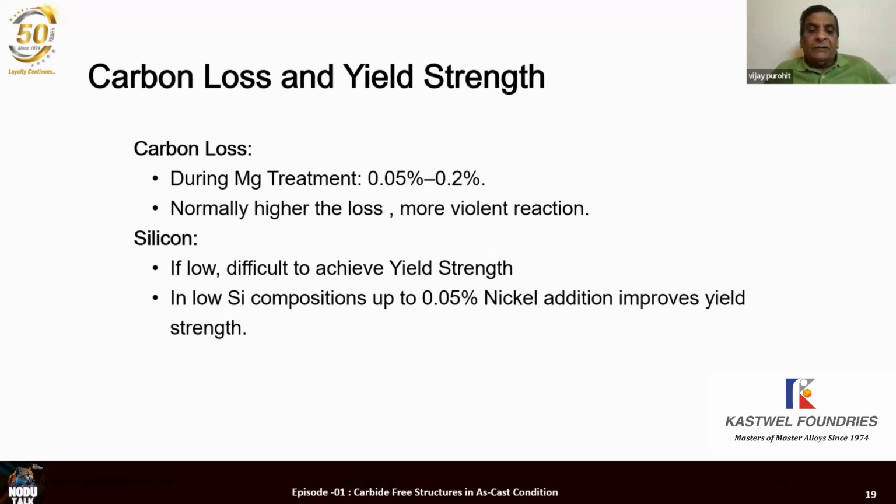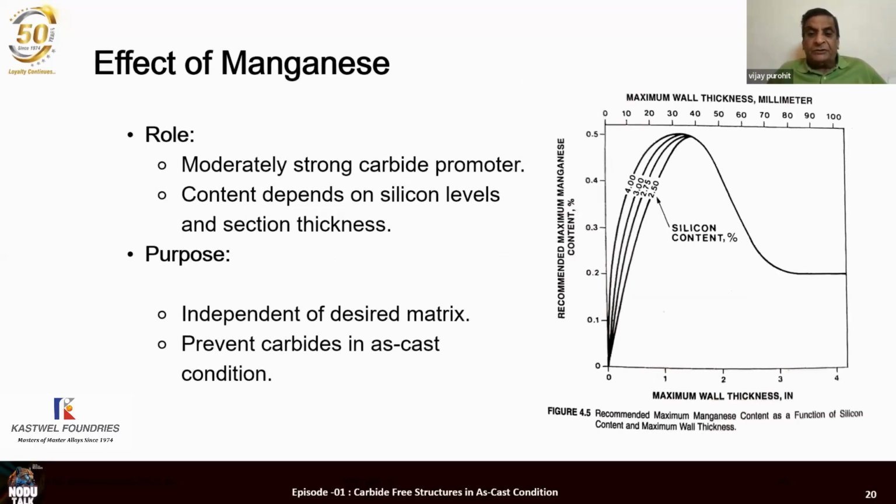We spoke about that. And in a low silicon composition, if you have to maintain the silicon low, you would have to add some nickel to improve the yield strength. Next slide, please. I'm rushing through because I don't have too much time just now.